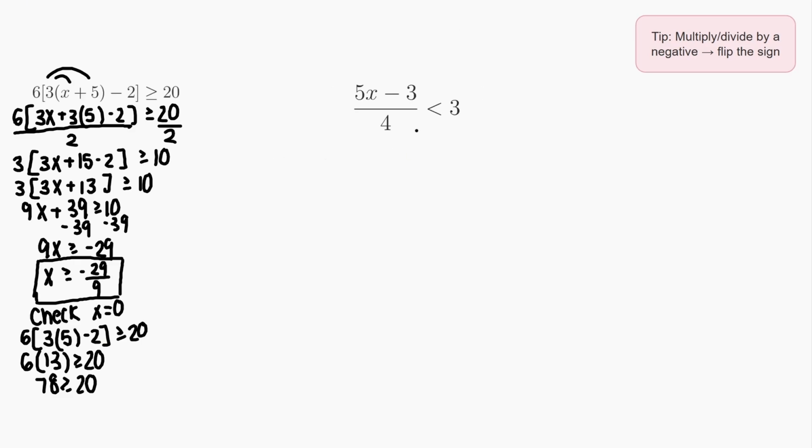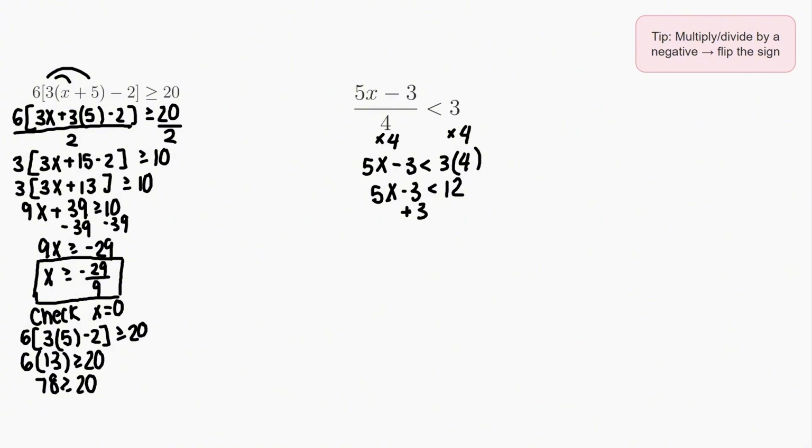Now, let's do this question right here. There's nothing to distribute here, so let's work on simplifying and getting rid of this fraction. So we're going to multiply both sides by 4 to get 5x minus 3 is less than 3 times 4. This gives us 5x minus 3 is less than 3 times 4, which is 12.